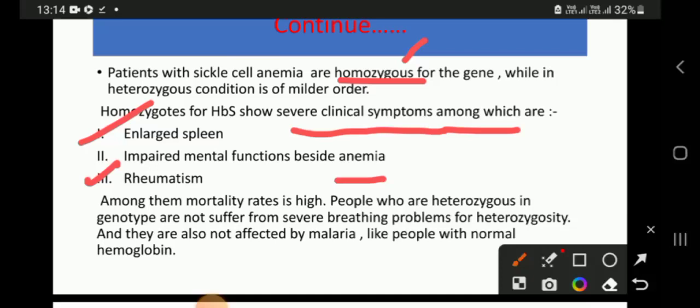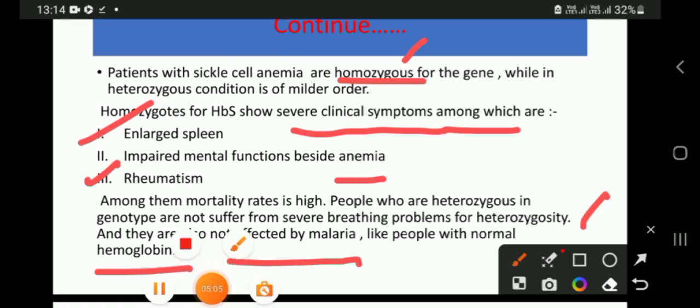Among them, the mortality rate is high. People who are heterozygous in genotype do not suffer from severe breathing problems, and they are also not affected by malaria. So people with heterozygosity are free from malaria infection, like people with normal hemoglobin. So if the condition is homozygous, then it is very severe or deadly. But if it is the heterozygous condition, it is sometimes advantageous.